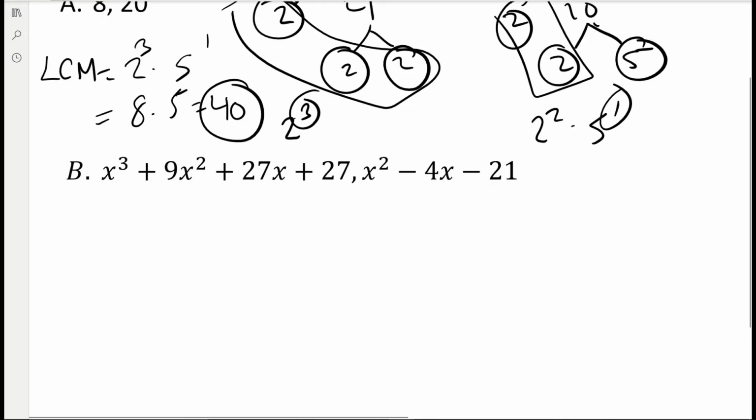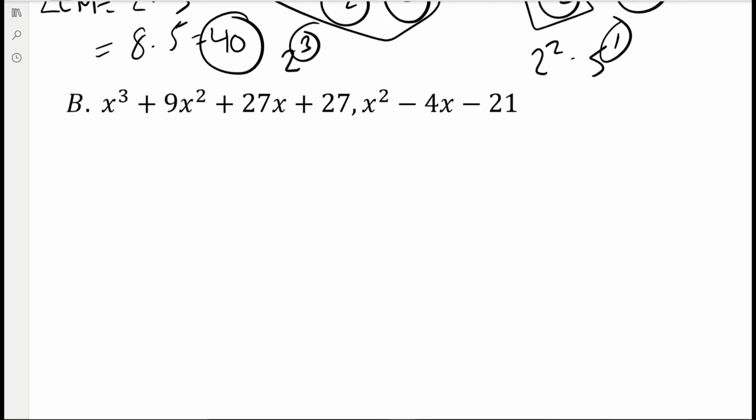So now if we don't have any numbers, if we just have variables or polynomials in this case, we'll have to factor this. So in this case, this is a cubic polynomial. However, we can factor it using a technique known as factor by grouping. I'll just shorten it as FBG. So you may remember how to do this. If not, just go ahead and follow along.